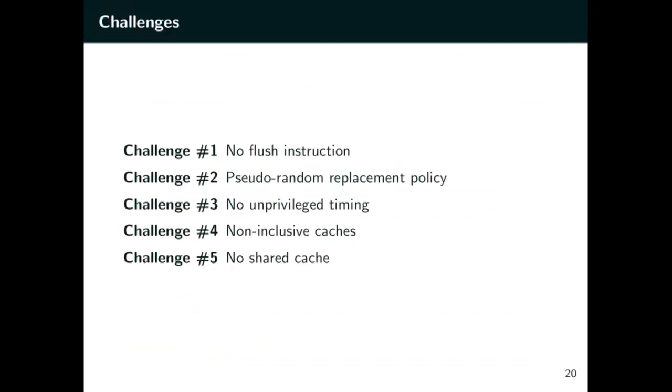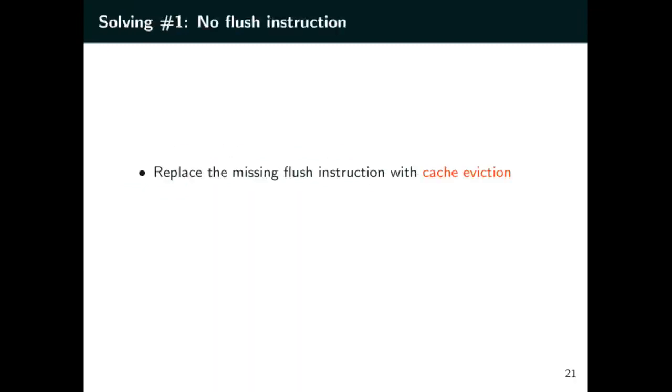So let's solve these challenges. We have those 5 challenges: no flush instruction, a pseudo-random replacement policy, no unprivileged timing, non-inclusive caches, and no shared cache. I'll start with the first one, no flush instruction.